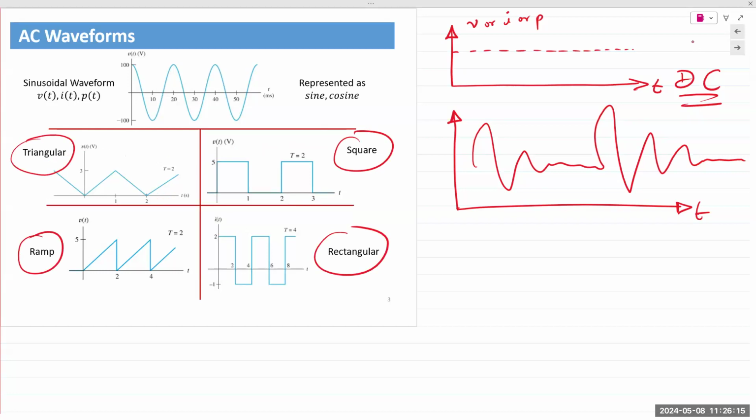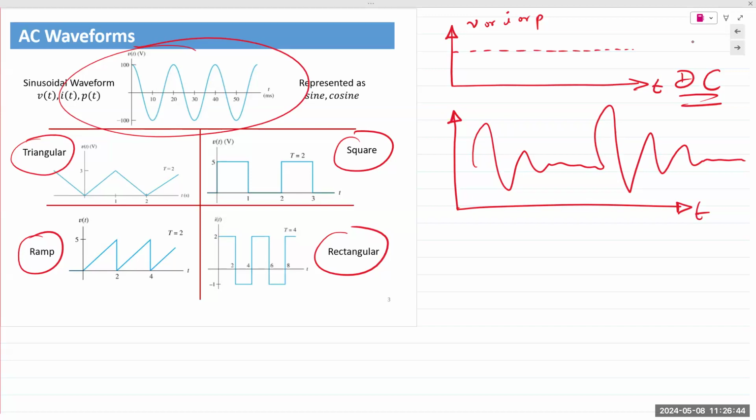The only waveform that we study is the sinusoidal waveform. We can represent it mathematically as a sine or cosine function. We'll look at this waveform in detail. We'll look at the equation that is used to describe this waveform and all the individual quantities, every single slide.